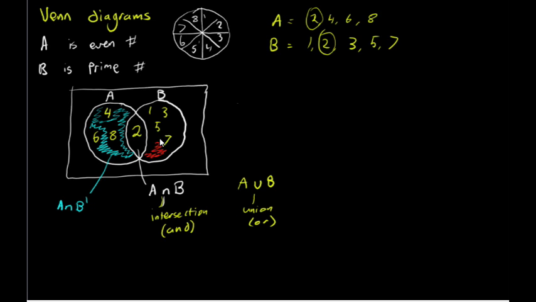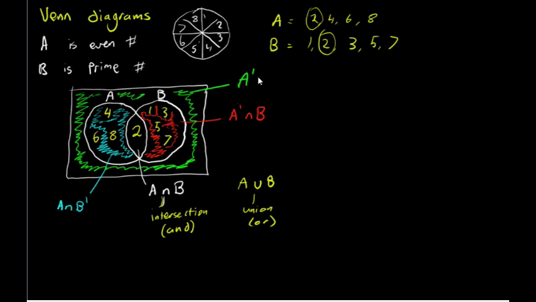And over here is everything but A. So it's not A and B. And then on the outside, not colouring in any of the circles, is not A and not B.